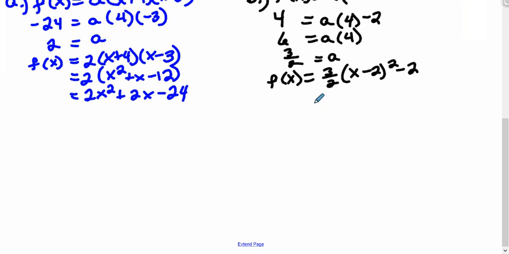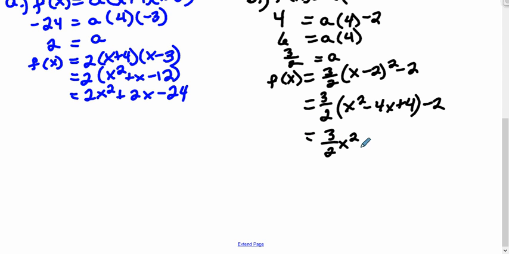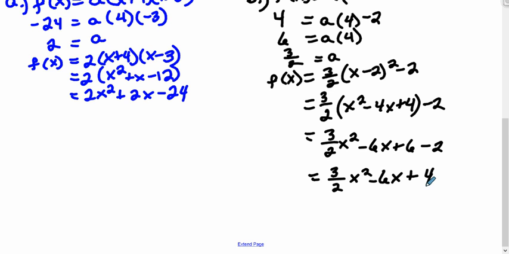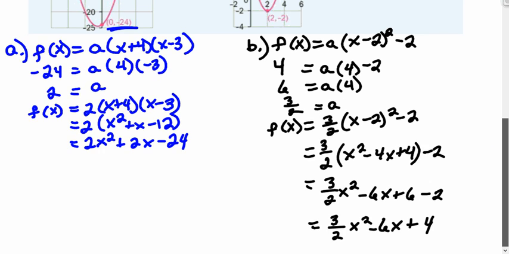However, they did not. They asked you to put it in standard form. So I got to go one step further. And part of the reason they do that is it makes it easier to grade the answers, making sure that you get to the final correct answer. So this is x squared minus 4x plus 4. That's that quantity squared. Minus 2. I got to do the multiplication first. So that's 3/2 x squared minus 6x plus 6 minus 2. So standard form, 3/2 x squared minus 6x plus 4. Okay, great job.